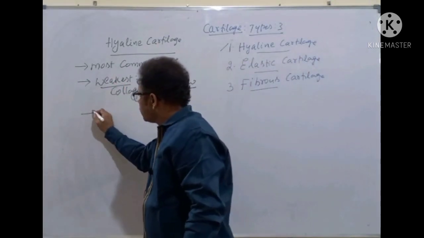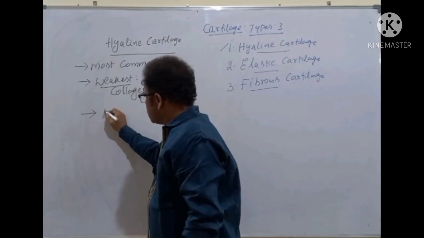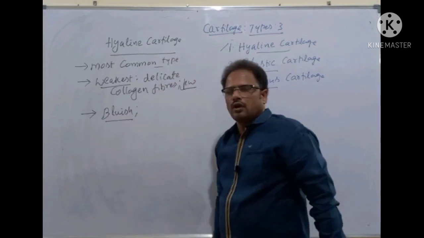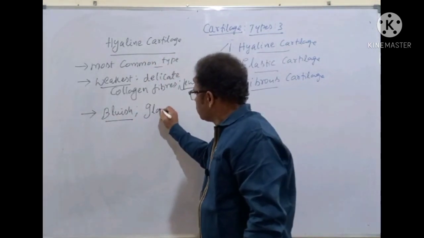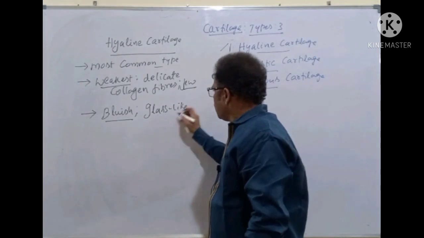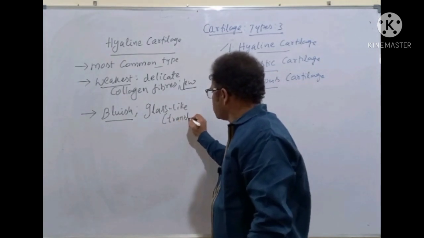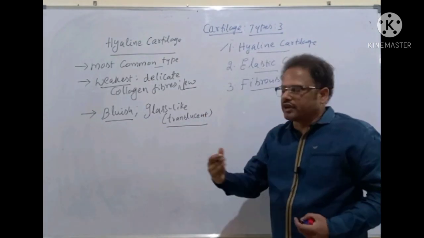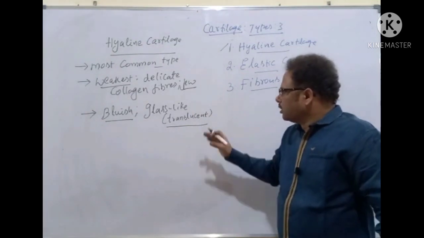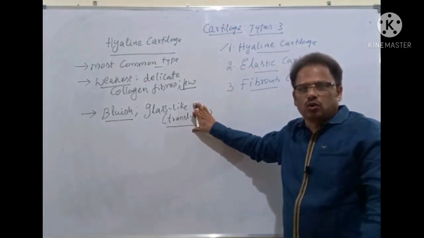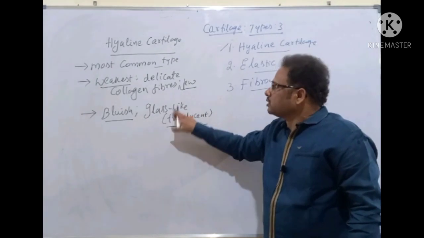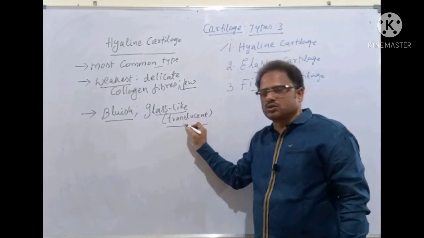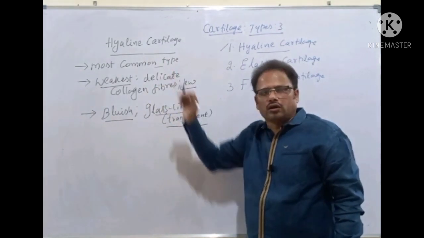Next point is hyaline cartilage is slightly bluish in color. And it is glass-like. Glass-like means translucent, the opposite of transparent. Transparent means we can see through. Translucent is glass-like, we cannot see through, but a glassy appearance is there. That's why the name hyaline. Hyaline means glassy or translucent appearance. That's why it's called hyaline cartilage.